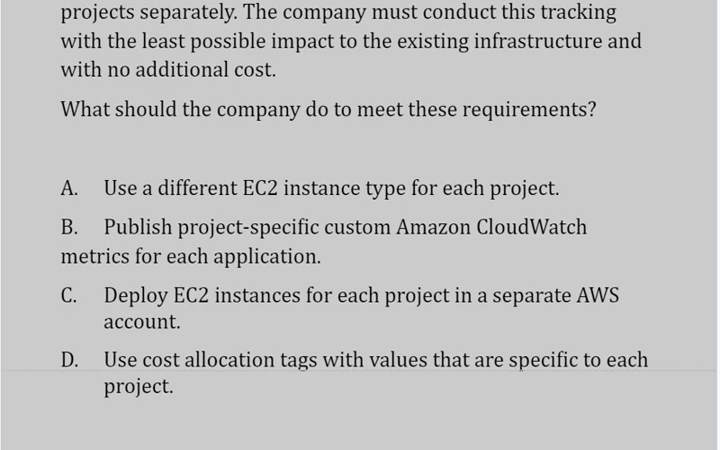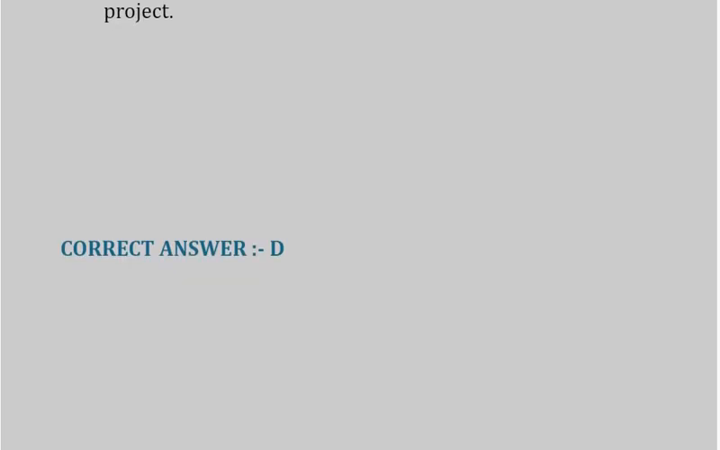Option A. Use a different EC2 instance type for each project. Option B. Publish project-specific custom Amazon CloudWatch metrics for each application. Option C. Deploy EC2 instances for each project in a separate AWS account. Option D. Use cost allocation tags with values that are specific to each project. Correct answer is option D.